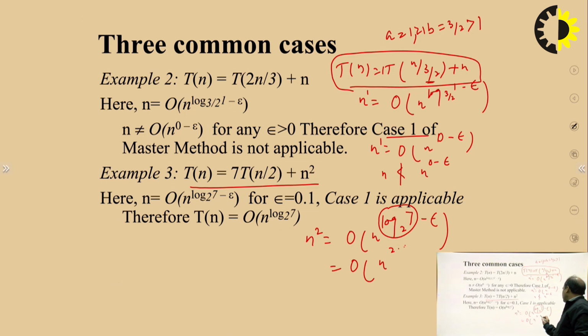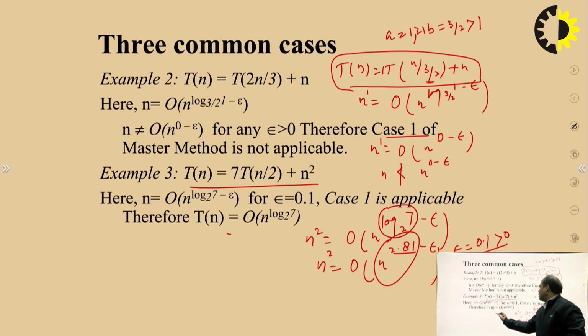So if you can see, this is close to 2.81 minus epsilon. And now this is 2. So what will happen? This 2 is always less than 2.81, so we can get some epsilon. Let's say epsilon is 0.1. This must be greater than 0. So that means this is a case of the master method. So the answer is very easy. Whatever this is, case 1, we are getting the answer.